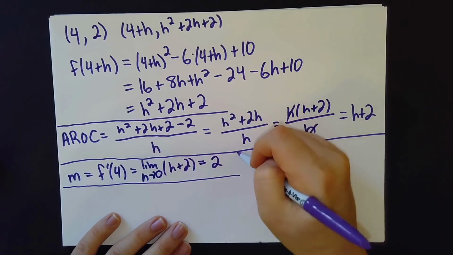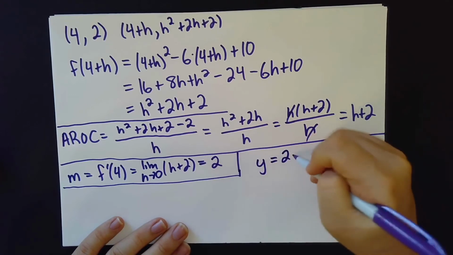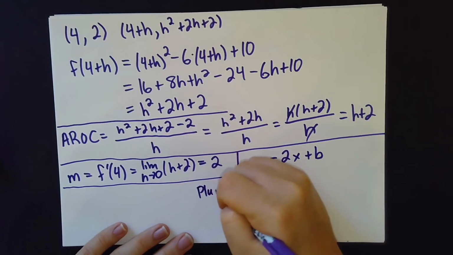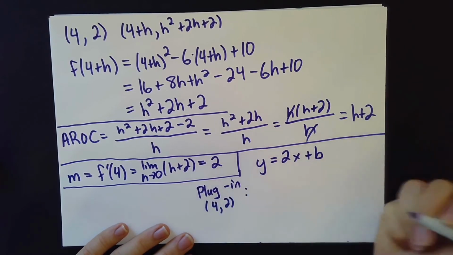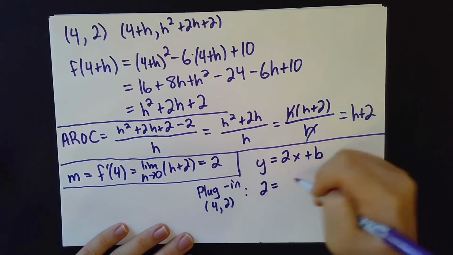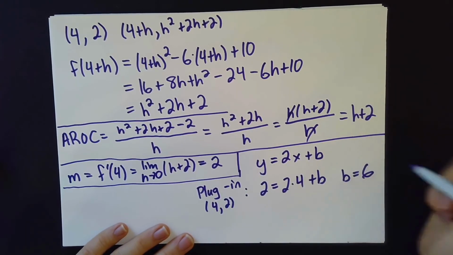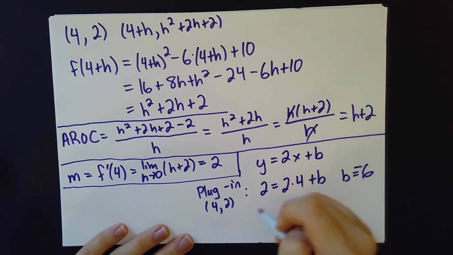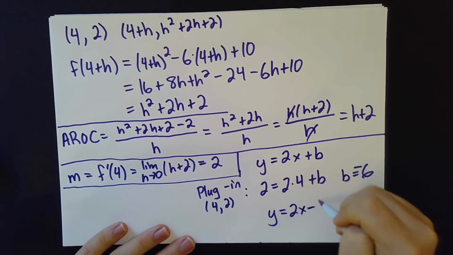Okay. And so my purple line has slope 2, so its equation looks like y equals 2x plus b. But it passes through (4, 2), so I can use that. Okay, so that is 2 is equal to 2 times 4 plus b. So that says b is minus 6. And so that tells me that the equation of my purple tangent line is y equals 2x minus 6.